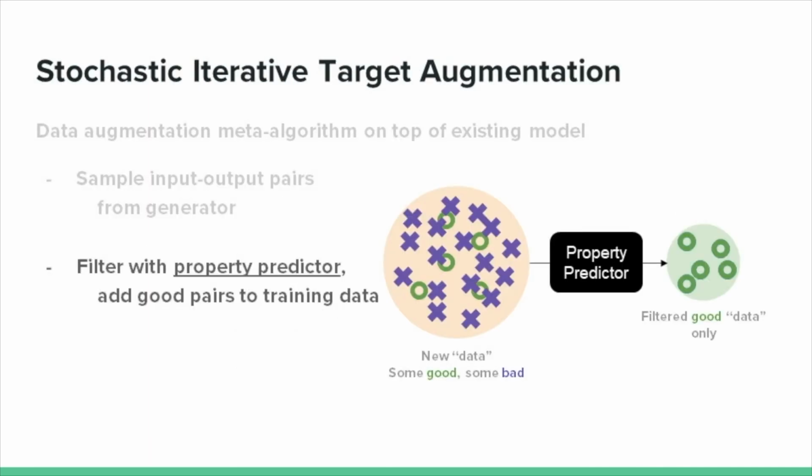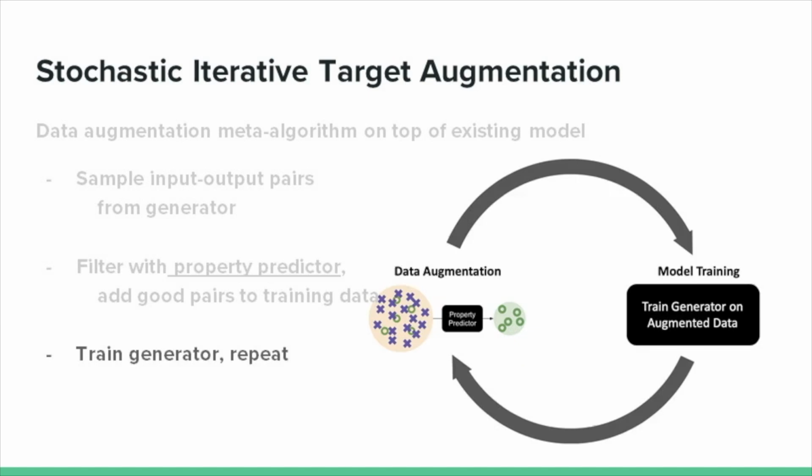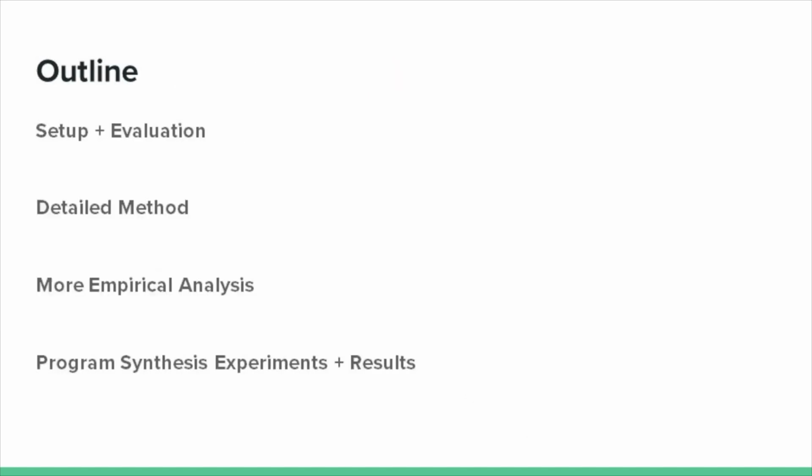Okay, so returning to our method, stochastic iterative target augmentation, we're going to filter down our sampled outputs using a property predictor. So in the COVID-19 example, you'd use your property predictor to predict which molecules stop more than 90% of viruses from entering human cells, and then only add those molecules to the training set. Finally, we're going to train our model on the augmented training set and repeat. That's the main idea of our method, and I'll go into the full details later on.